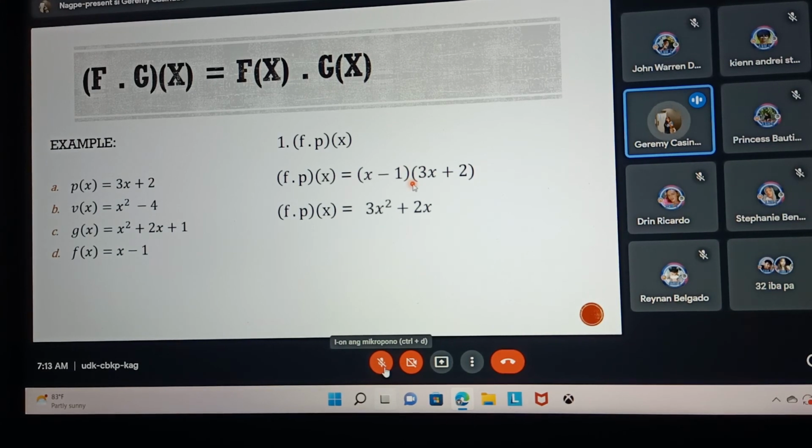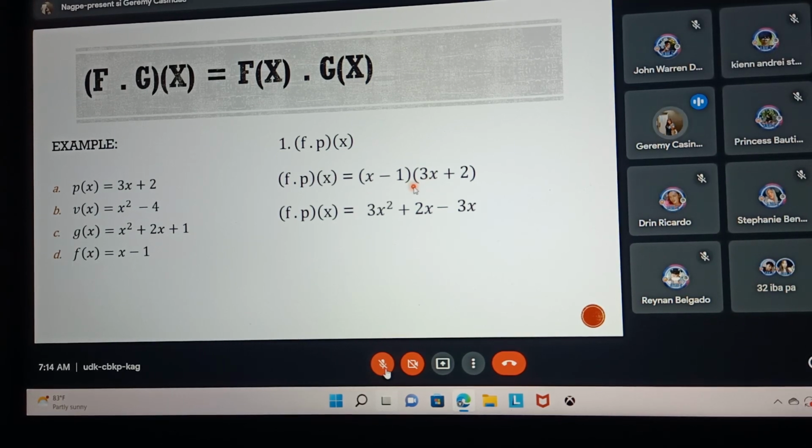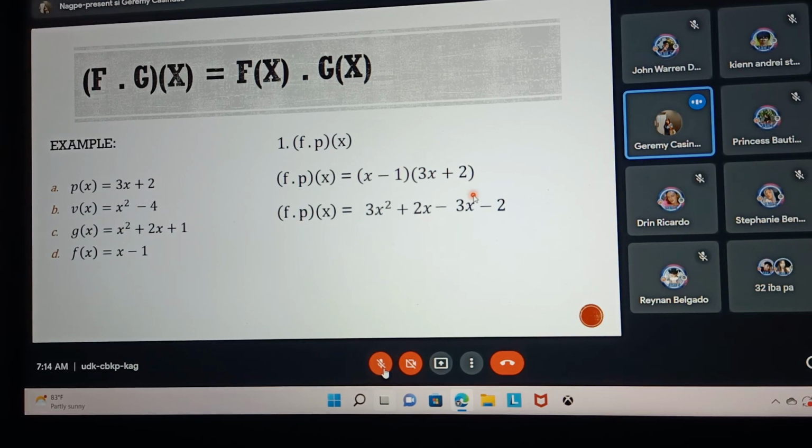And next is yung I, which is yung inner. So, we are going to multiply negative 1 times 3x po. What would be the product? Negative 3x po. Negative 3x. Next, yung last term natin, that would be negative 1 times 2. Negative 2 po. Negative 2. Okay? So, we have now the solution of 3x squared plus 2x minus 3x minus 2.